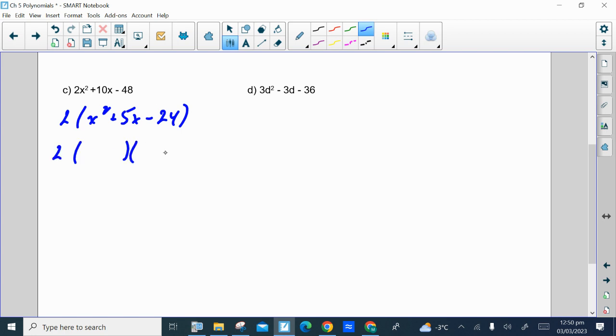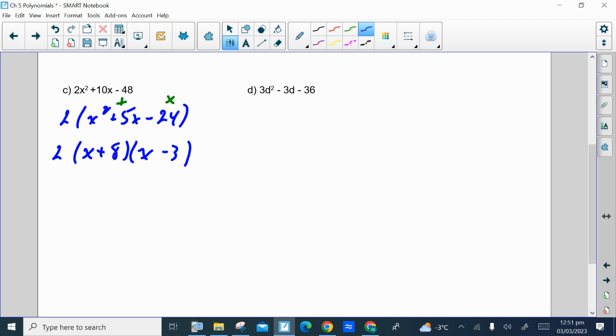So if it can be factored further, they would be binomial factors. And we're looking for two numbers that multiply to get negative 24, add to get positive 5. And the numbers that work there would be positive 8 and negative 3. But first, we're going to have an x in the first position, and then we'll have the positive 8 and the negative 3. You could have the negative 3 in the first bracket, the positive 8 in the second. It doesn't matter. So we're saying that those are our factors.